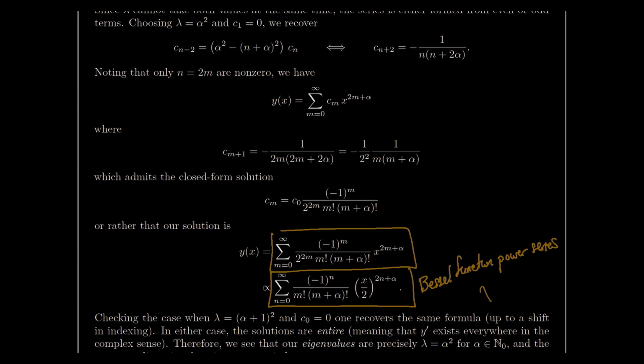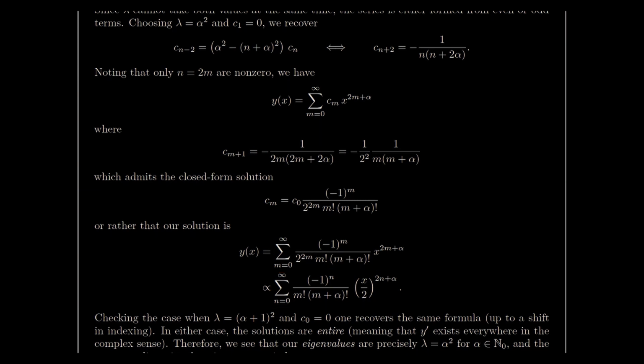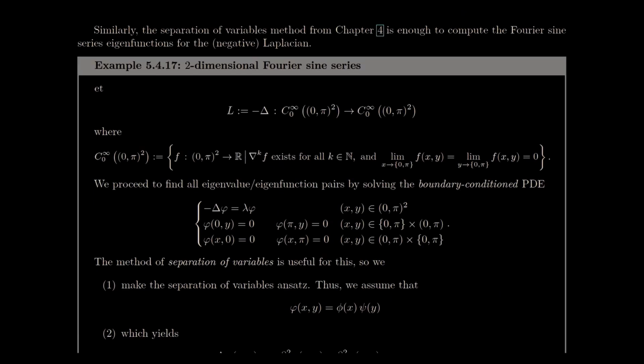And I also found out that my lambdas were alpha squared. My eigenvalues are alpha squared. So this is how, in ODEs problems, you use the power series method to obtain your eigenfunctions and eigenvalues.